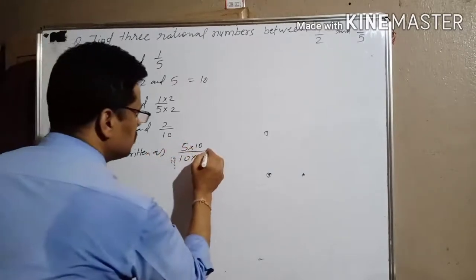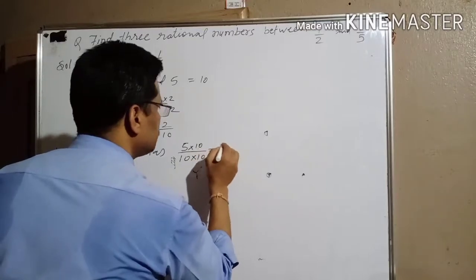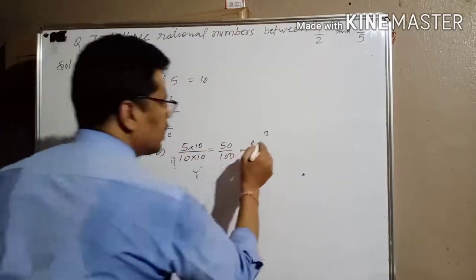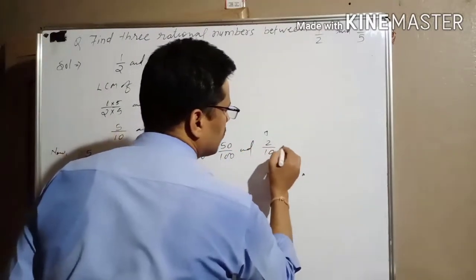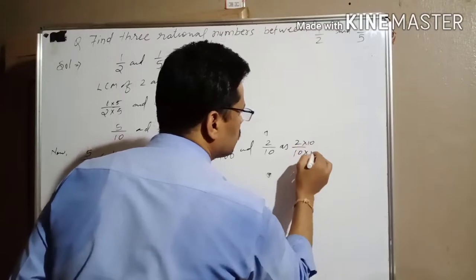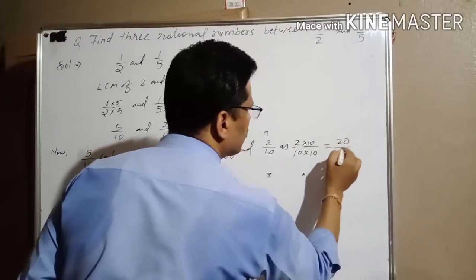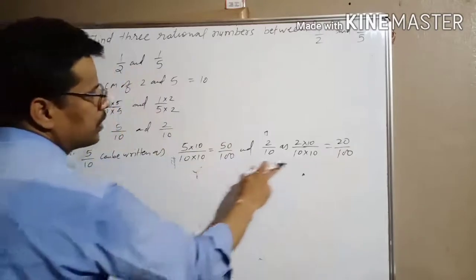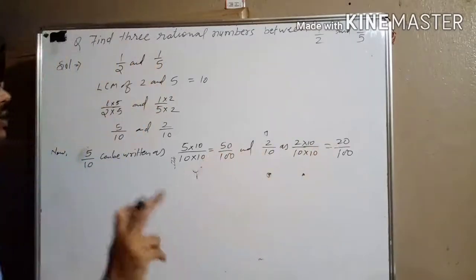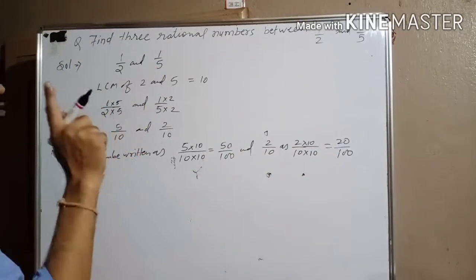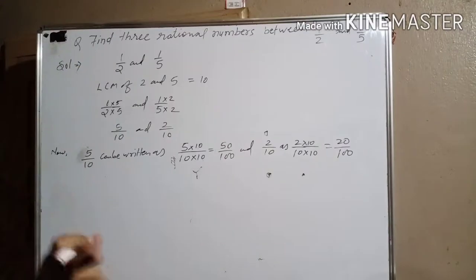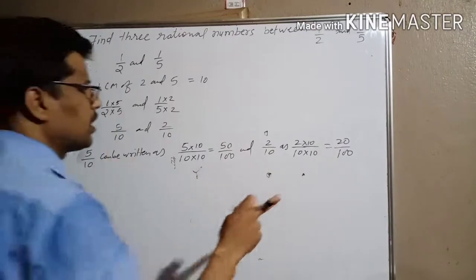So what do we get here? 50/100, and 2/10 can be written as 2/10 into 10 upon 10. So here also we get 20/100. Now we have 50/100 and 20/100. Total how many numbers are there? When you subtract 20 from 50, you get 30. Less 1, so you get 29. Total how many numbers lie between 20/100 and 50/100? There are 29 numbers.